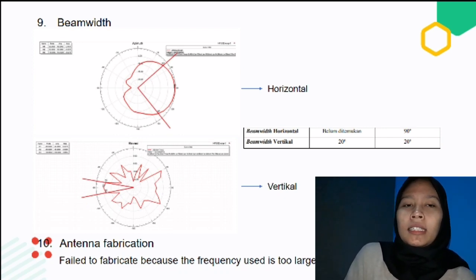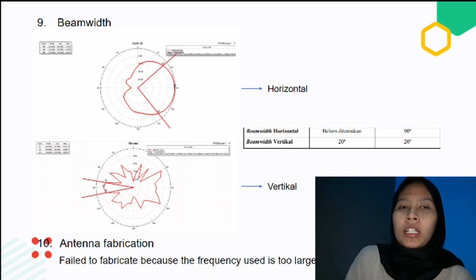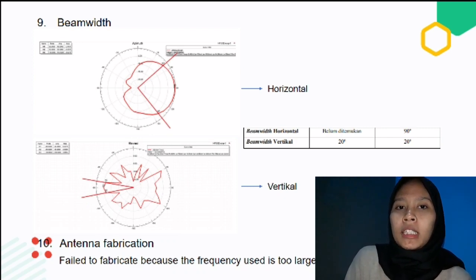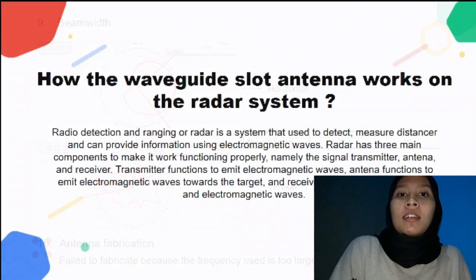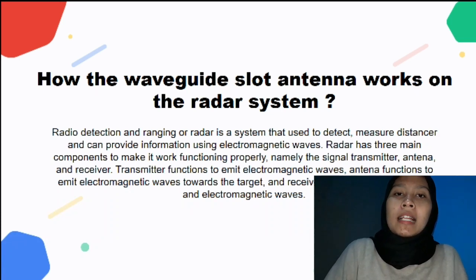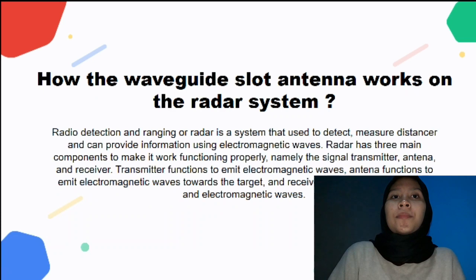And the last is antenna fabrication, but the paper failed to fabricate it because the frequency used is too large. And then problem number 2: how the waveguide slot antenna works on the radar system.